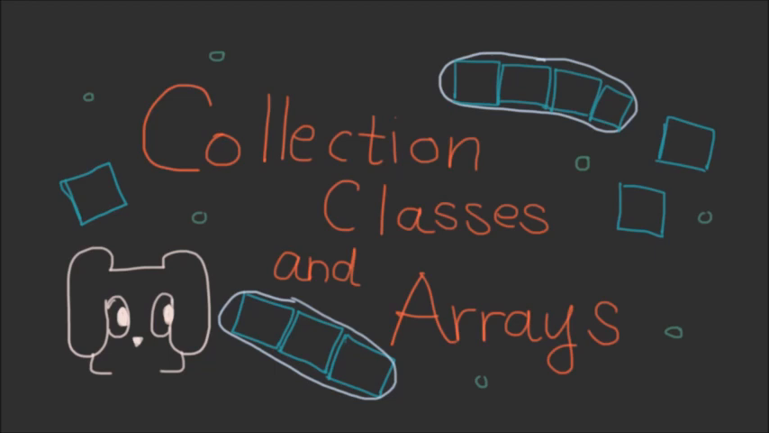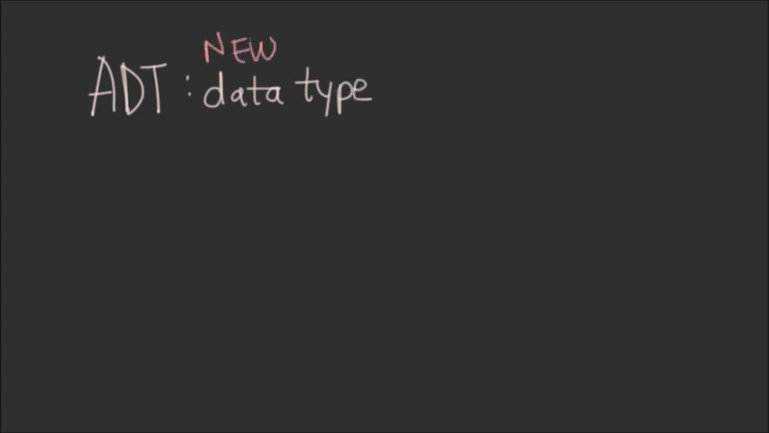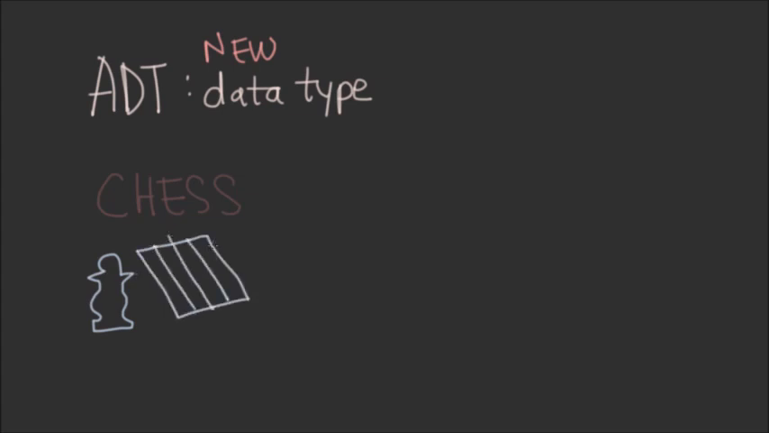In this video, we're going to go over collection classes and arrays. In the last video, we learned that an ADT is a data type that we create as programmers. And we can create an ADT by writing a class or an interface. For example, if we are trying to write a chess game, it might be very useful to create ADTs for different pieces, for the board, and for the players, etc. These ADTs will be perfectly fine in this specific program, but outside of it, the applicability will be drastically reduced.